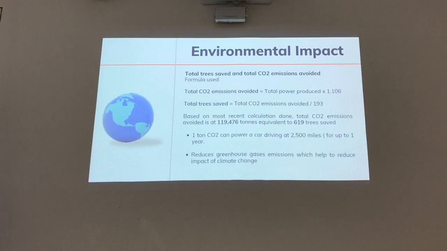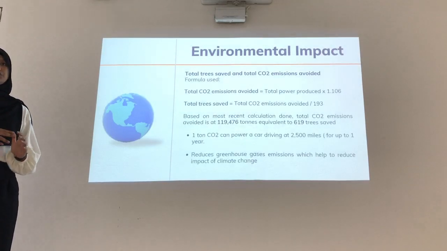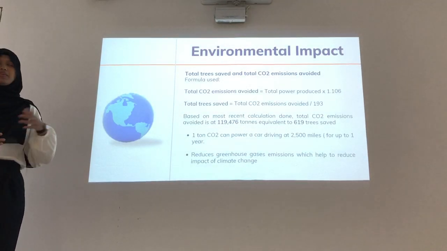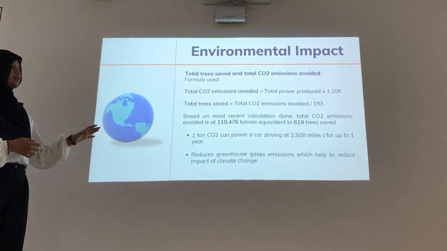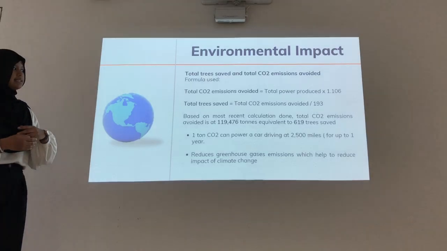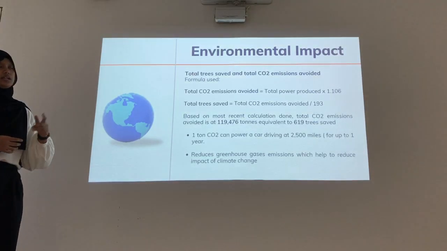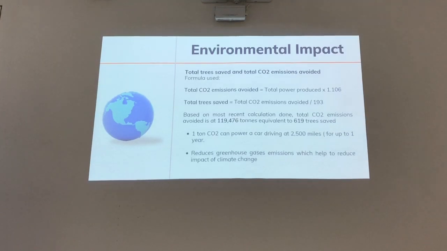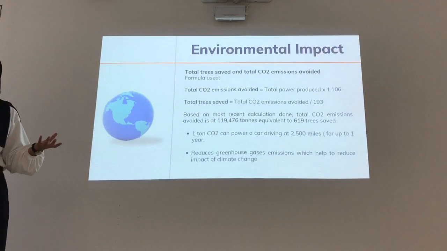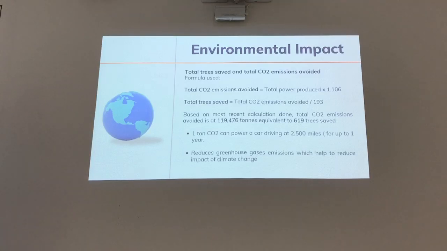So what is the environmental impact of this solar PV system? I've calculated the total CO2 emissions and also the total trees saved by using solar panels. Based on the data collected on the 11th of February as well, we've avoided at least 119,000 tons of carbon dioxide, which is equivalent to about 619 trees. So in conclusion, this system manages to reduce the global greenhouse gas emissions, which in turn reduces climate change.